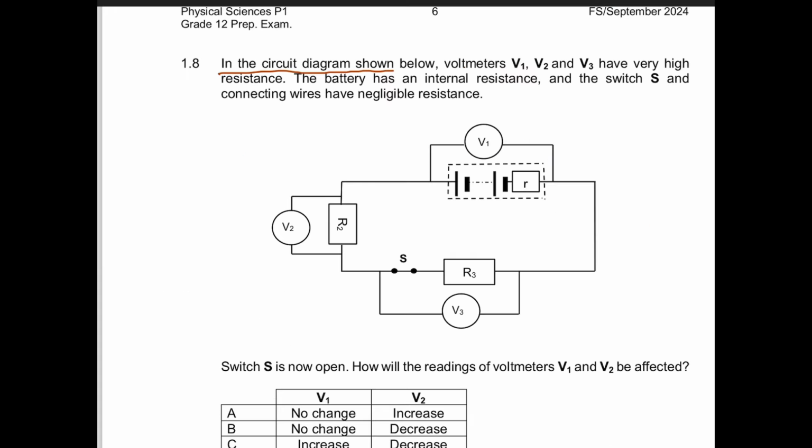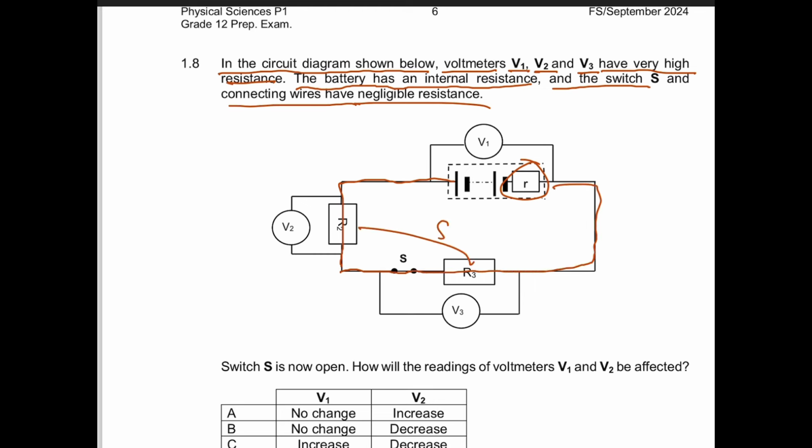1.8. In the circuit diagram shown below, voltmeters V1, V2, and V3 have a high resistance. Voltmeters always have a high resistance, that's why they're connected in parallel. Now it says the battery has an internal resistance, and the switch S and the connecting wire have negligible resistance. Now let's look at the circuit. The current from the battery moves and passes that resistor. That means that one is in series, and if the switch is closed, it passes that one with the same current. So these two resistors are in series, right? So the potential dividers, the current is the same, right?